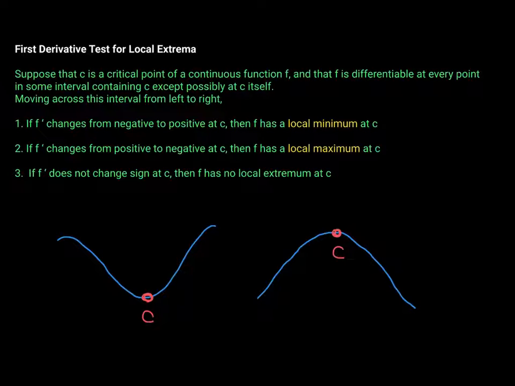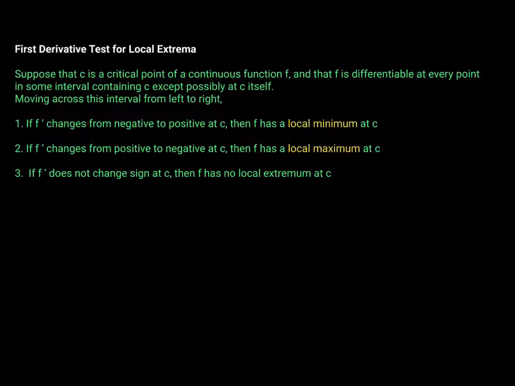Now, if f prime does not change sign at c, then there's no local extremum at c. But let's remember that c is a critical point. A critical point is where the derivative function is equal to 0 or the derivative function does not exist. So if I can just show you a quick picture really quickly, this would be a critical point, but there's no change in sign.